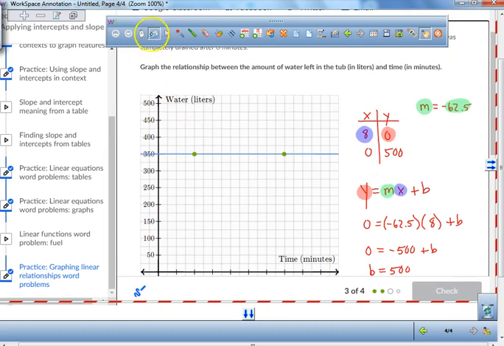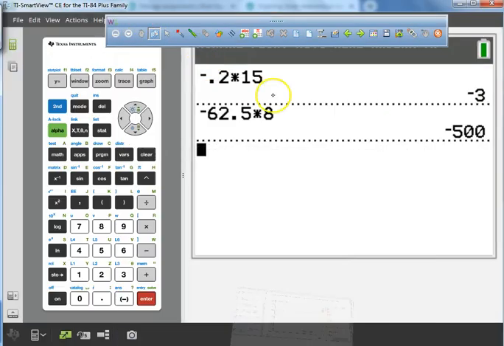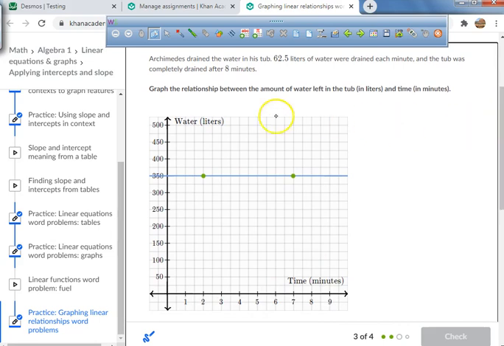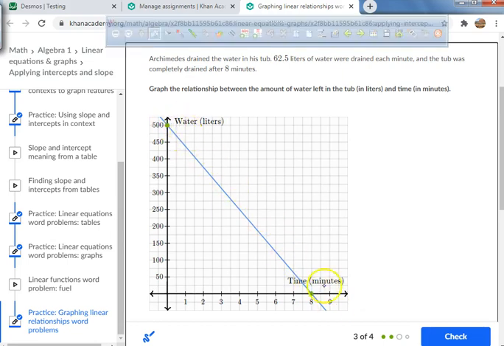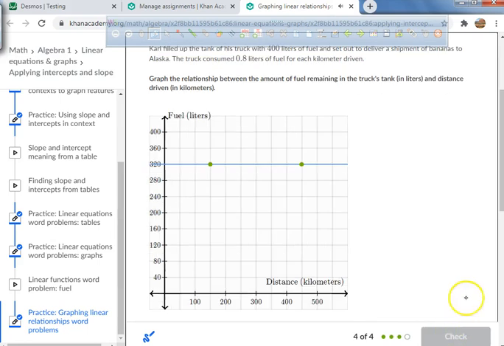All I got to do is plot a point right there. And then I got to plot another point at 8 minutes, and I don't know if that's 1, 2, 3, 4, 5, 6, 7, 8, but probably right there. So let's take a look at it. Yep, that's right. All right, here we go. So we got to put one there, 0, 500. I got to put one at 8, 0. Got to make sure I do it correctly, otherwise I'll get it wrong, and I really don't want to get it wrong. And bam, there you go.